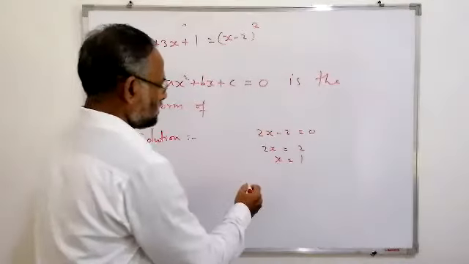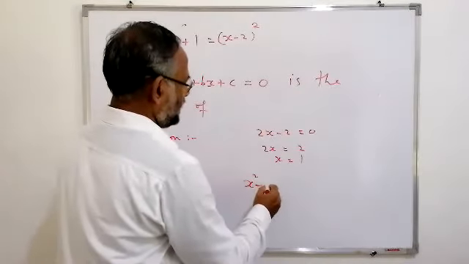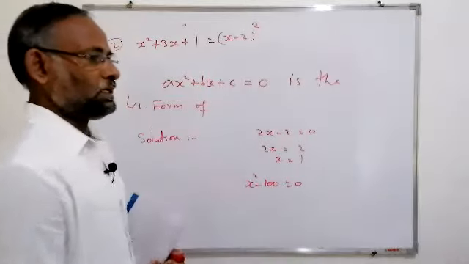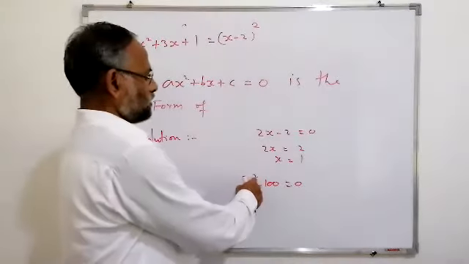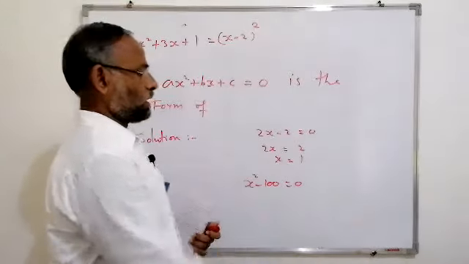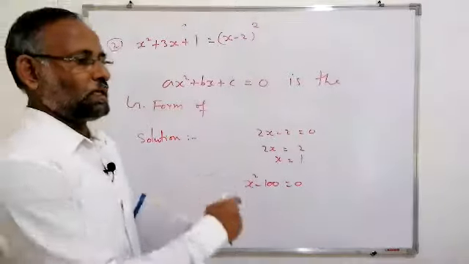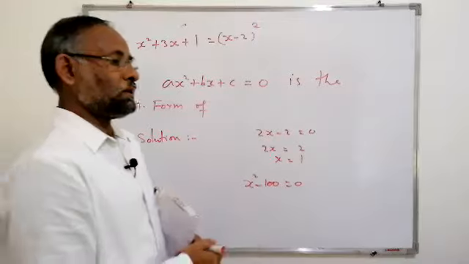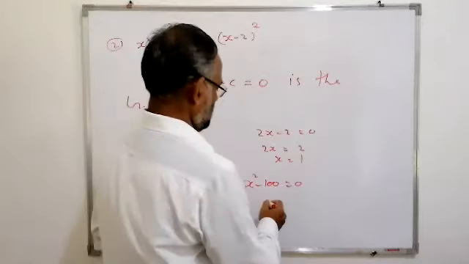But here, x square minus 100 is equal to 0. It is very clear, your power is 2, so it is a quadratic equation. Tell me what is the solution of this one? Two solutions, very good, because the power is 2. Tell me one solution: 10 and minus 10. Very good, excellent.